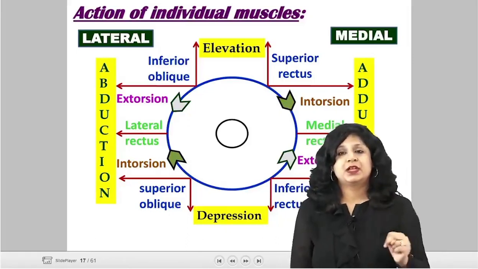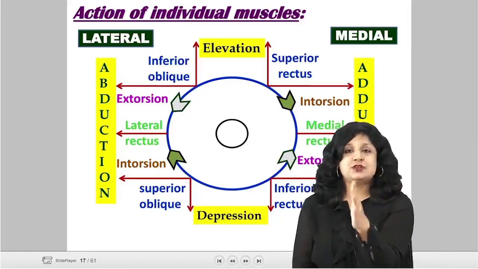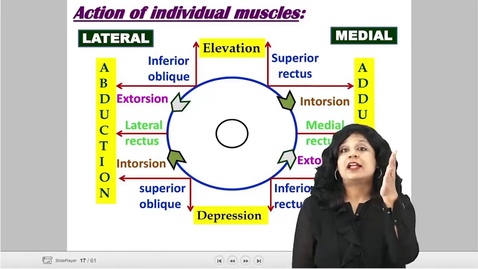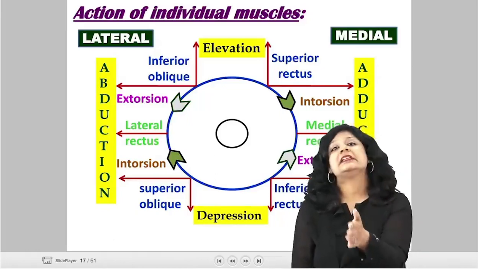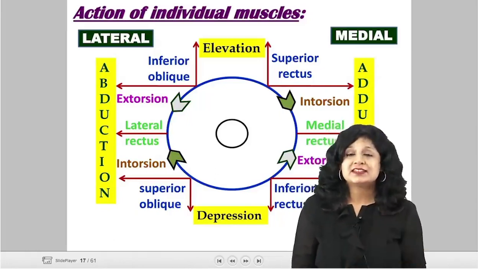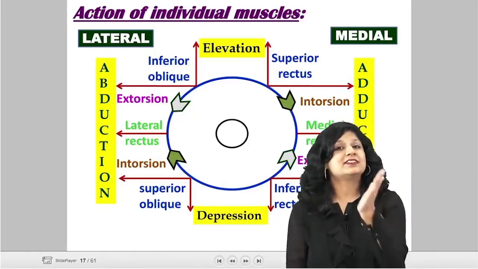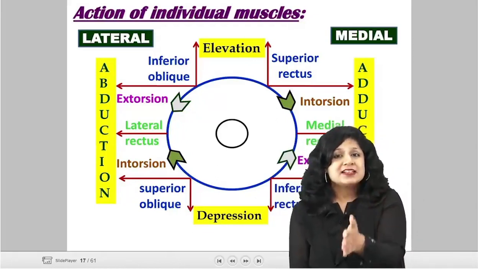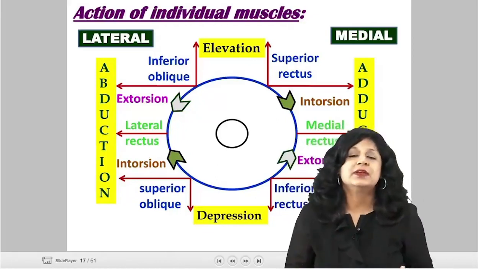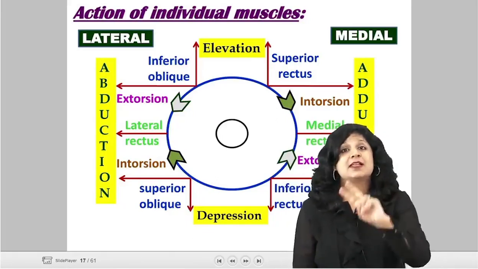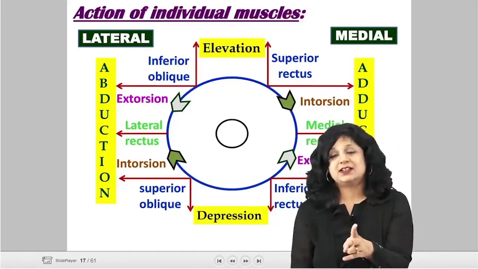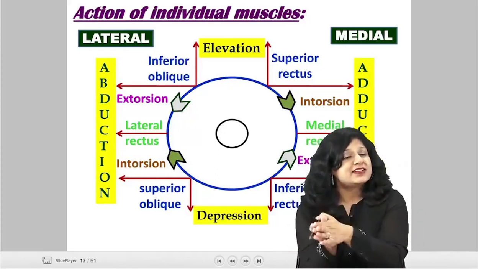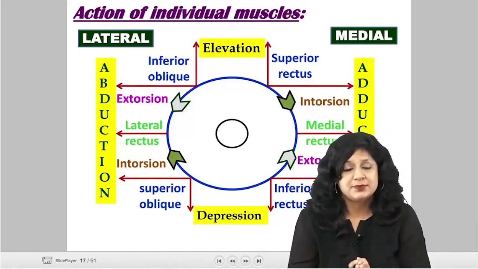Another important thing, the main action or the primary action of the rectus muscle is elevation and depression, while the main action of the oblique muscle is the rotatory action. The reason being that they are inserted at such a high angle, 51 degrees, while the rectus muscles are inserted at a small angle, 23 degrees. So that means the main action of the oblique muscle is intorsion and extorsion, and the main action of the rectus muscle is elevation and depression.